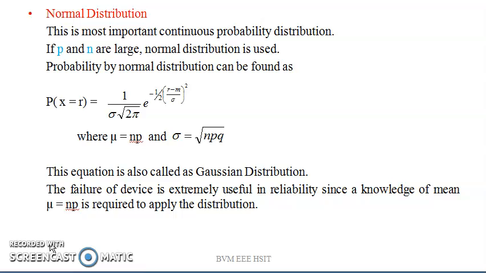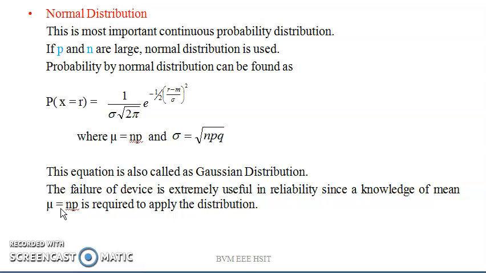Probability by normal distribution can be found from this equation, and these are all repetitions of what you have already studied in mathematics. The same thing is applied for the distribution of electricity, so as to find out the probability of occurrence of failures.